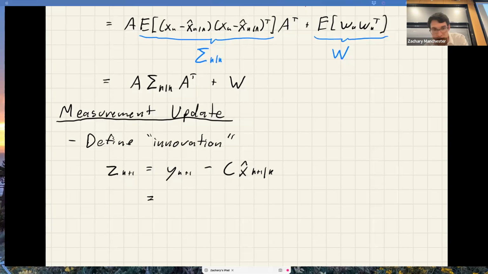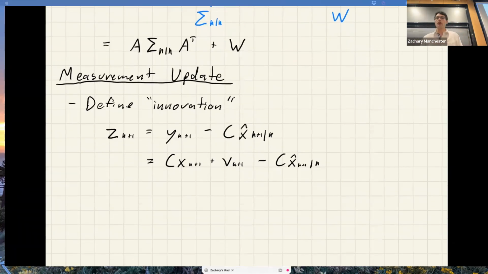Okay, and then if I expand this out a little bit, you can write this as C of X. If I knew the real state, this would be the following thing. This is my linear measurement model. So it's Cx plus the measurement noise, and then this guy is the same thing. Cool, so that's that. And now I'm going to write down the covariance of this, what we call the innovation covariance.